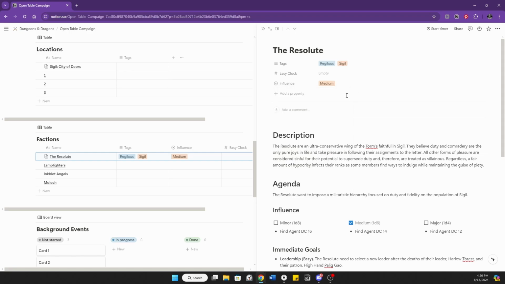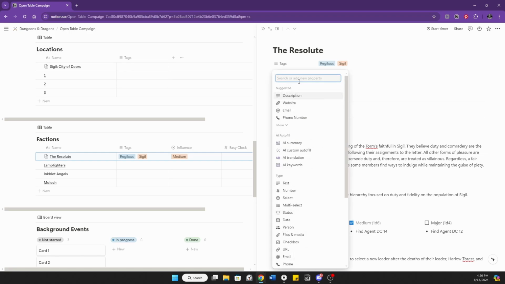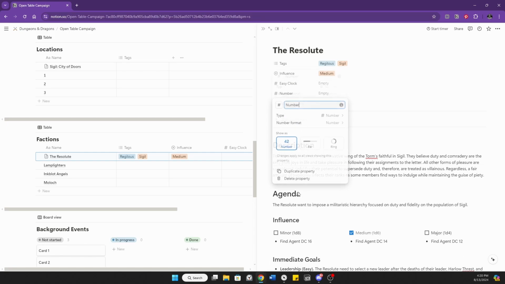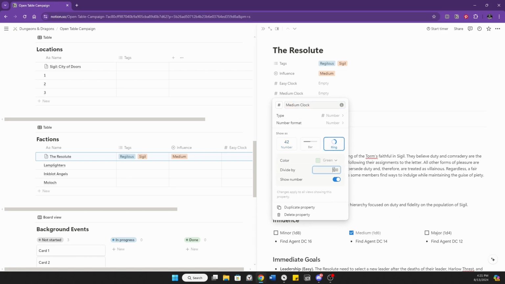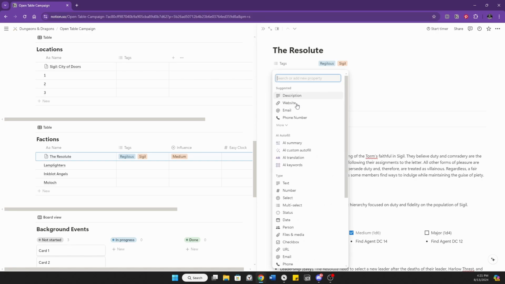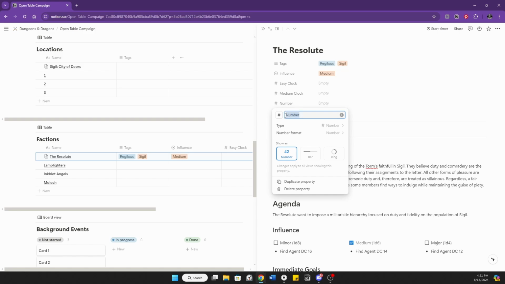Okay. Next, I want that up top. Next, I'm going to do the same kind of thing, but I'm going to create a medium clock. Again, a ring. We're going to divide this one into 6 segments. And last, again, a number, and we're going to give ourselves a difficult clock.